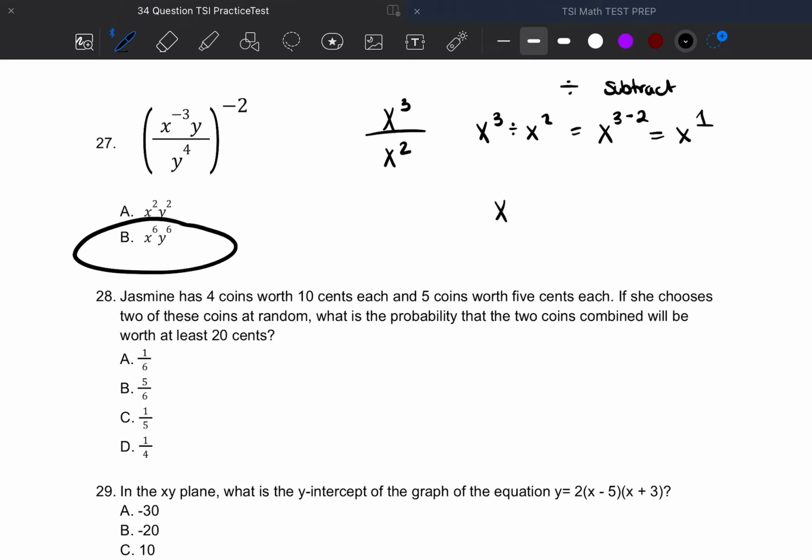Also, if you have a negative exponent on the top and you want to make it positive, if it's over an invisible 1 and you want to make that positive, you literally just put it to the bottom. So it would be 1 over x squared. That's how you make it positive.